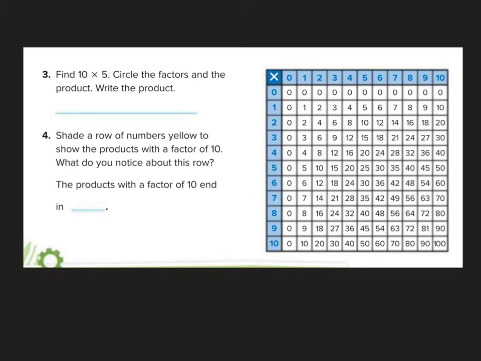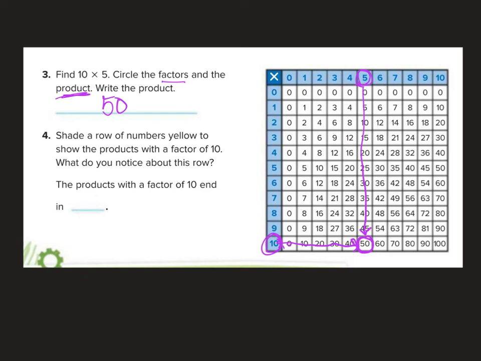Find 10 times 5 and circle the factors and the product. Okay, 10 times 5. So I have to go down to where they meet up. And they meet up at 50. It says circle the factors. I circled 10. I circled 5. And the product, I circled 50. Write the product. The product is 50.